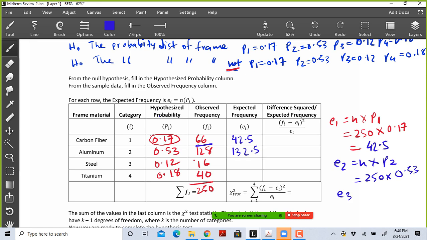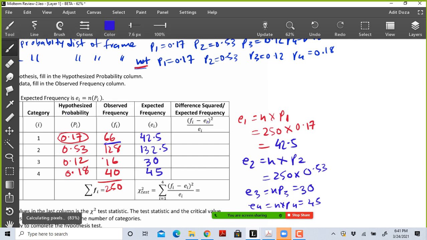Then E3, N times P3, right? I'm just doing it directly because I actually have the numbers in front of me. So it should be 30. And E4 should be N times P4, that would be, I'm directly writing it, okay? You guys get the picture. 45. Now you have to find f minus e whole square divided by e i.